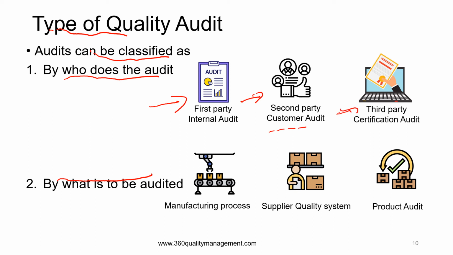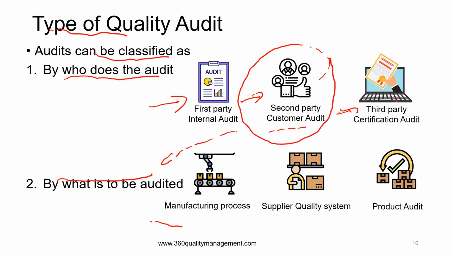And finally, the third party, which is a certification audit. Among the three, the most challenging one should be the second party audit, which has a big impact on business for both suppliers and customers. So, in the second party audit, what is to be audited? It could be the manufacturing process, the supplier's quality management system, and also the product audit itself, which mostly is conducting inspection on the product itself.